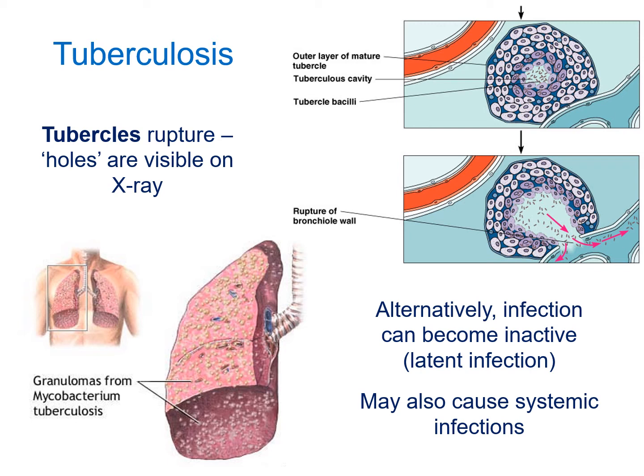But when those tubercles rupture, they cause lots of damage, not only to alveoli, but to the bronchioles as well. And you may be coughing up blood, but you're also coughing up active bacteria.